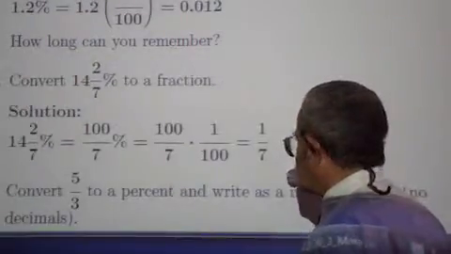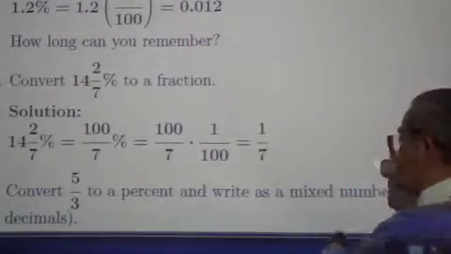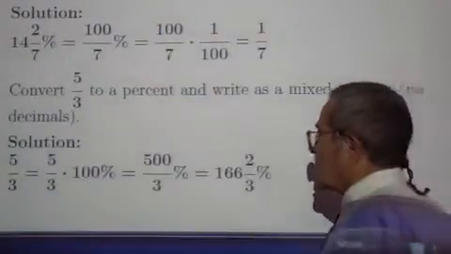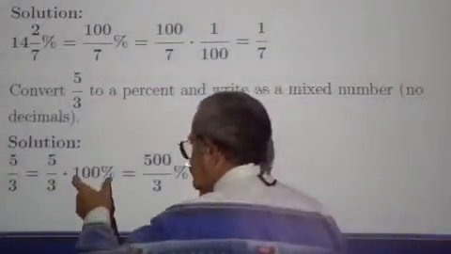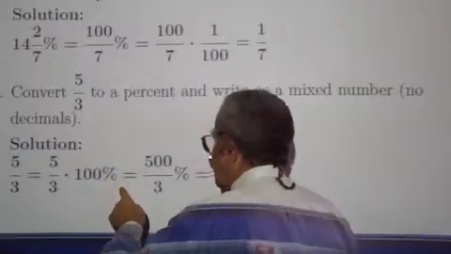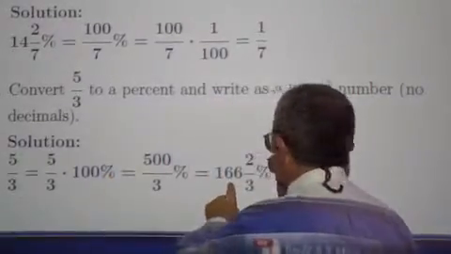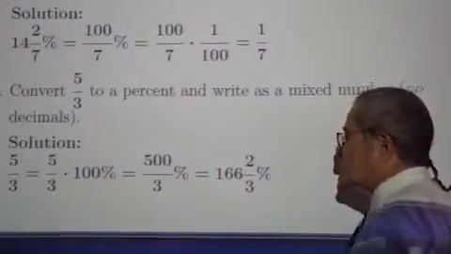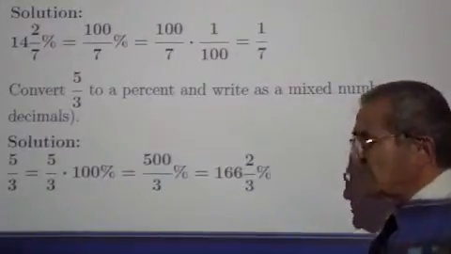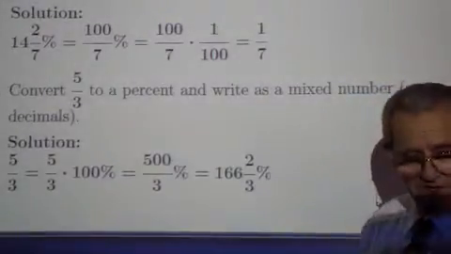Convert 5/3 to a percent and write as a mixed number. 5 over 3 times 100%, you've got the percent sign here. 500 over 3, 166 and 2/3%. Went a little too fast, okay. I'll let you look at it.